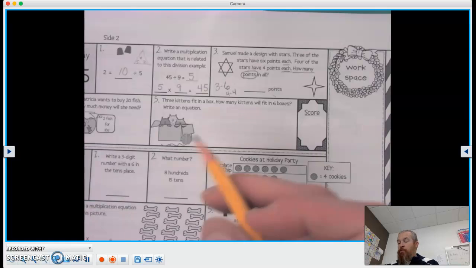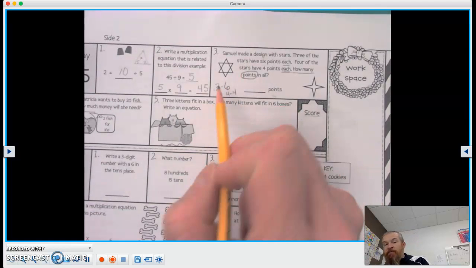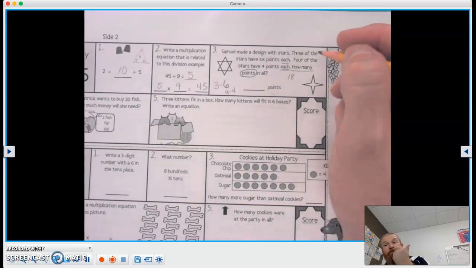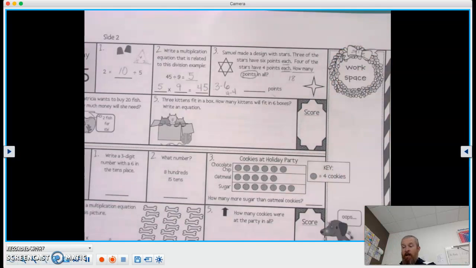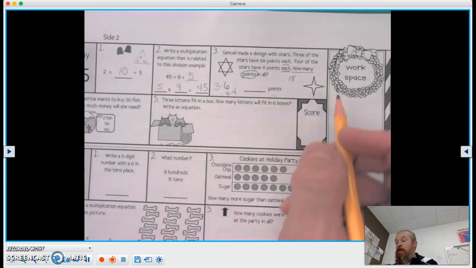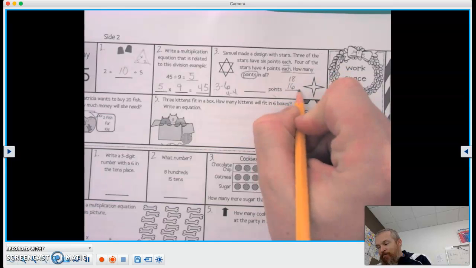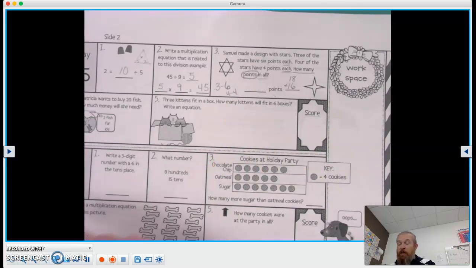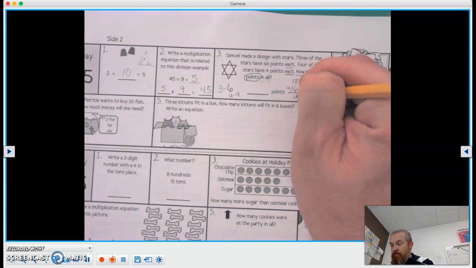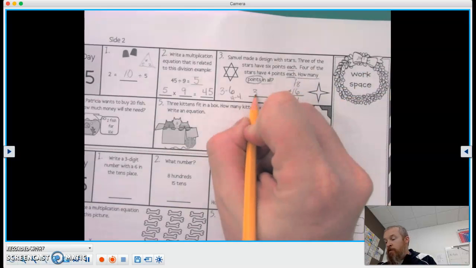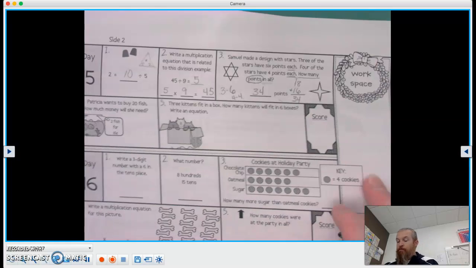So what is 3 stars with 6 on each star? 3 times 6 equals 18. Very good. 6, 12, 18. And what is 4 times 4? 4 stars with 4 points on each star. 4 times 4 is 16. Now we add those together to get how many points in all, right? So 18 plus 16 is 34. So there should be 34 points in all.